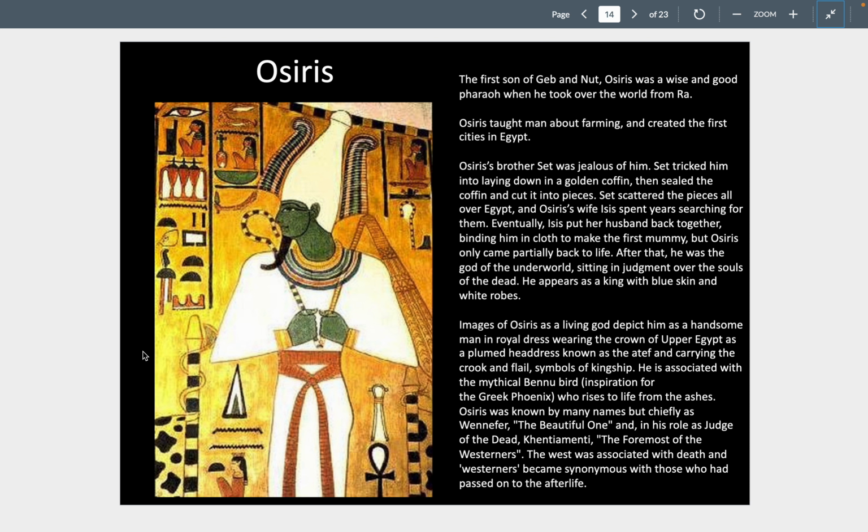He appears as a king with blue skin in white robes. They depict him as a handsome man, and he is also wearing the crown of Upper Egypt, a plumed headdress known as the Atef, carrying a crook and a flail that are symbols of his kingship. And he is the one who is sitting in judgment for people, waiting for people to die and lead them into a paradise.